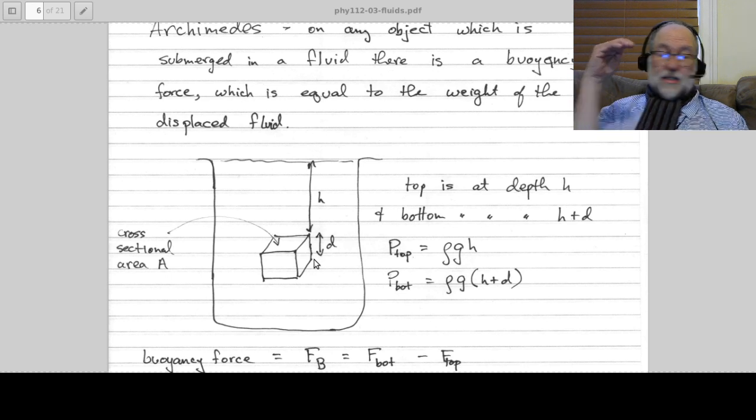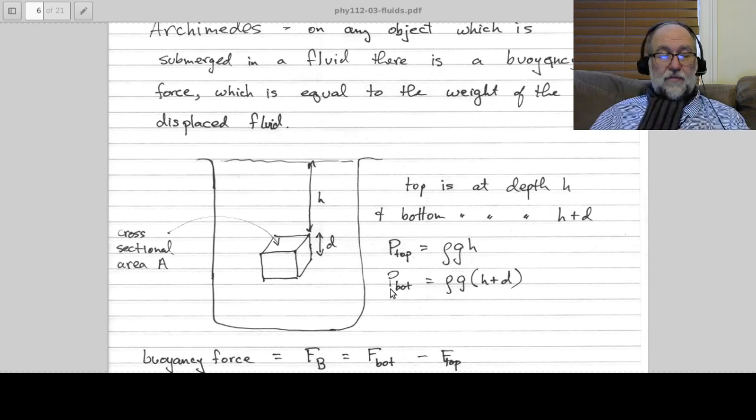So the top of the object isn't as submerged as the bottom of the object. Okay? And so the pressure on the top of the object is going to be less than the pressure on the bottom of the object. So the pressure on the bottom is bigger than the top. And I think you can see where this is going to go. The pressure on the bottom is going to be bigger, and that's going to try to push it up.